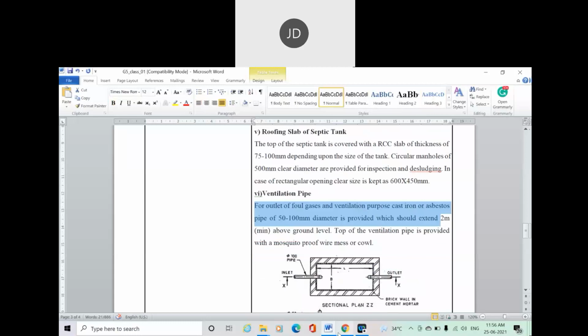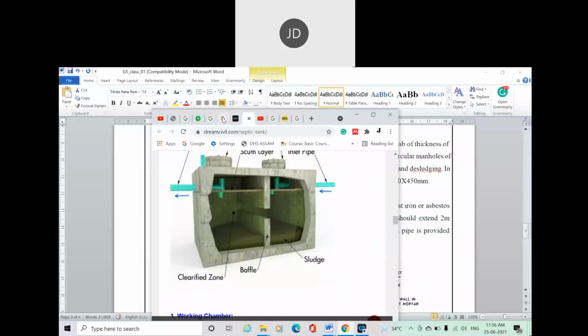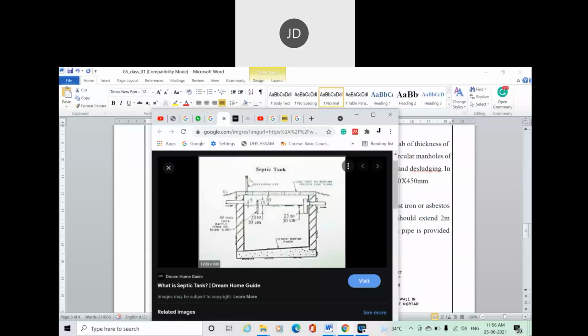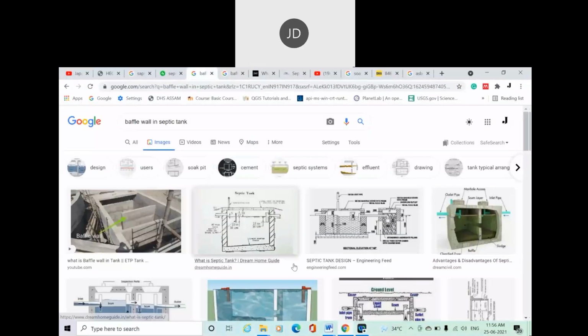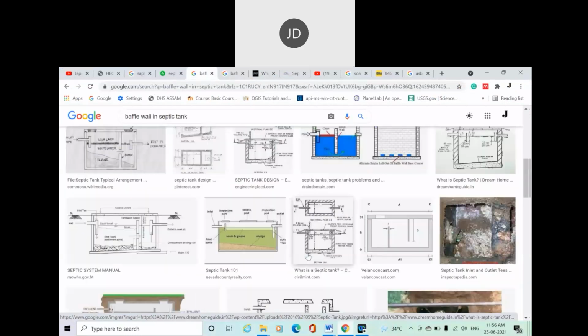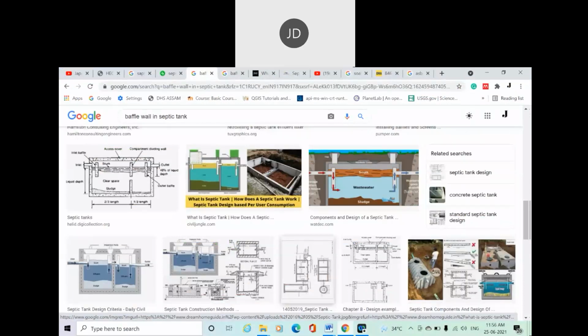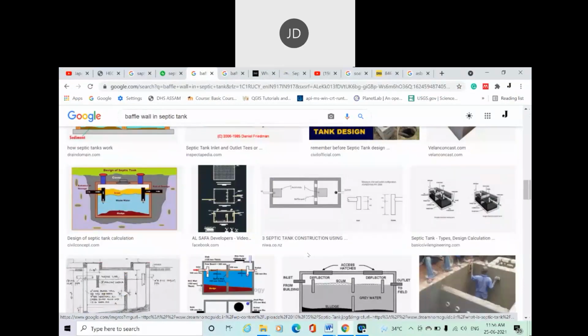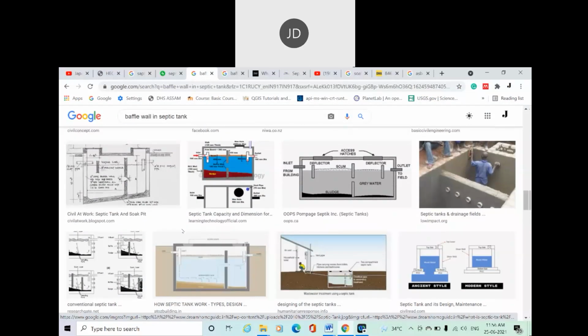So the vent pipe is not showing here. Let me show you whether any vent pipe is there or not. Yeah, you can see in this diagram it is the vent pipe. It is not clear, right? So let me show you. It is not here. I think you have seen the vent pipe, right?